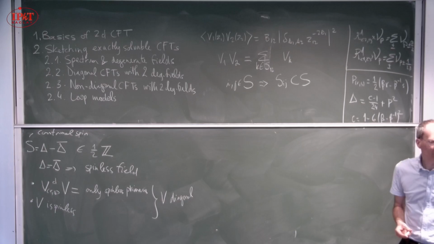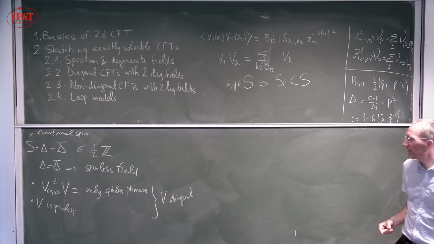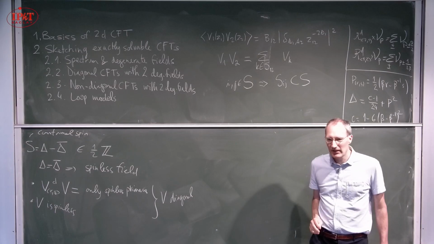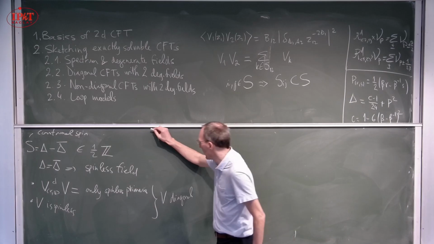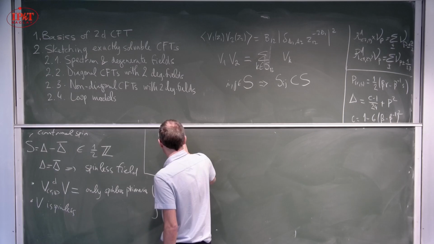Now, it's no more the chiral fusion rule. I'm talking about really the fields, which have a left and a right dimension. So there is this slight subtlety between spinless and diagonal. But it doesn't really affect the definition of a diagonal CFT.